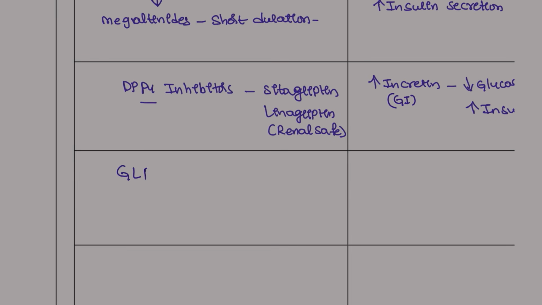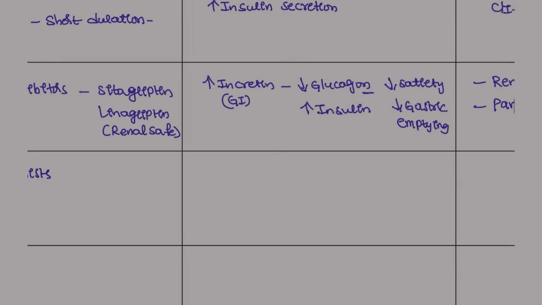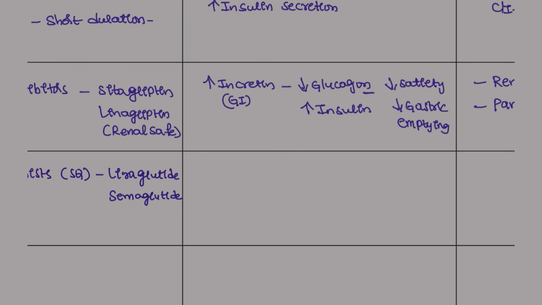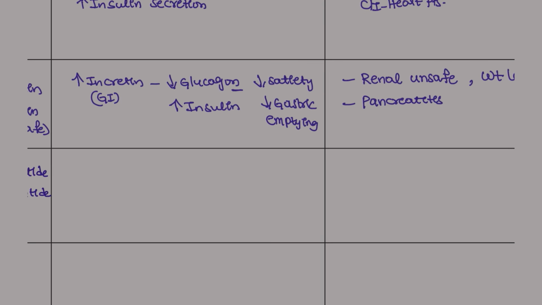Next, GLP agonists. These are available only as subcutaneous drugs: liraglutide, and the famous drug semaglutide. Same action again: they act on the incretins only. So they decrease the glucagon and increase the insulin.